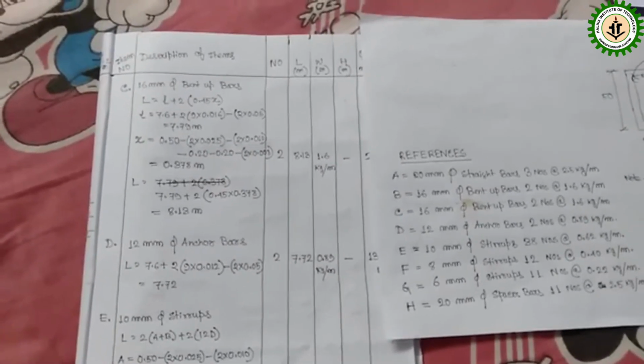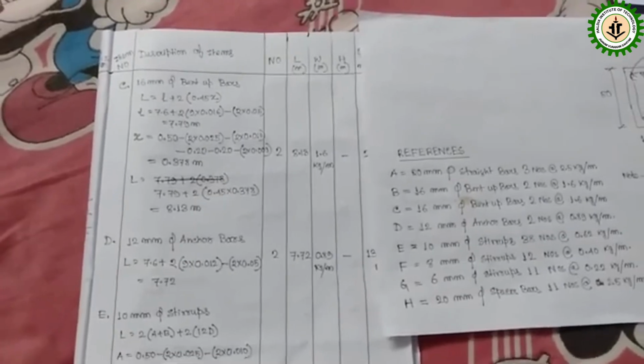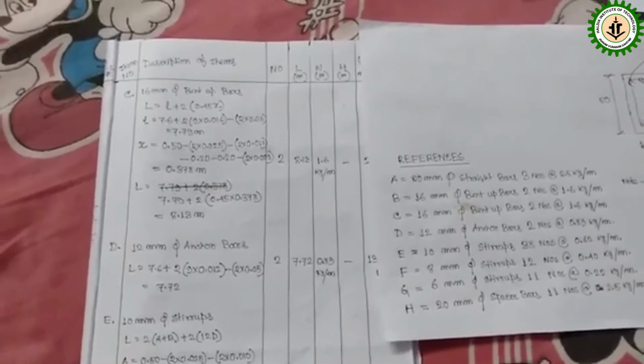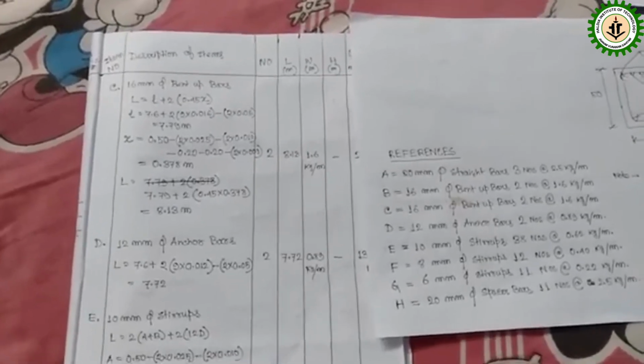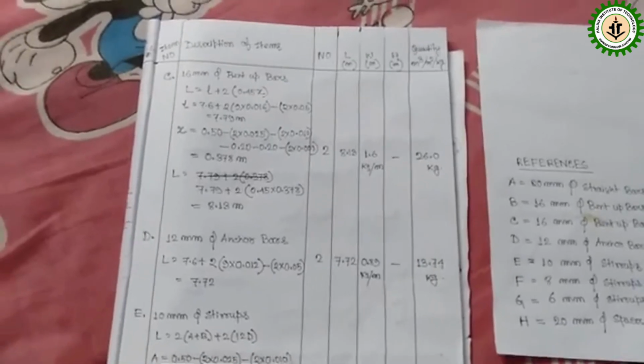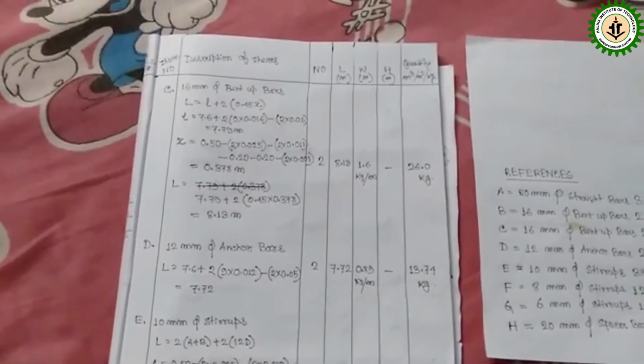Now the length of the type C bent up bars will be L equal to 7.79, that is the straight length, plus 2 into 0.45 x. So x is here 0.378. So the equation will be 7.79 plus 2 into 0.45 into 0.378. So that is 8.13 meter. Now we have total length of type C bent up bars, and number of bent up bars are 2.